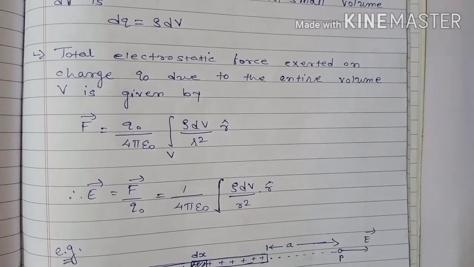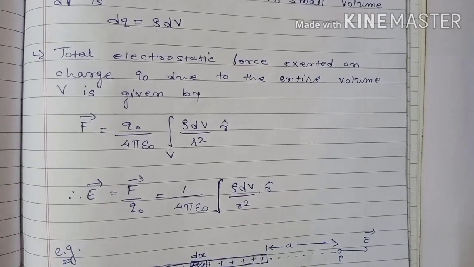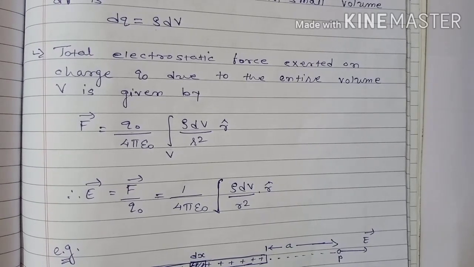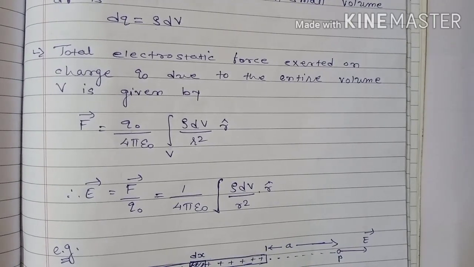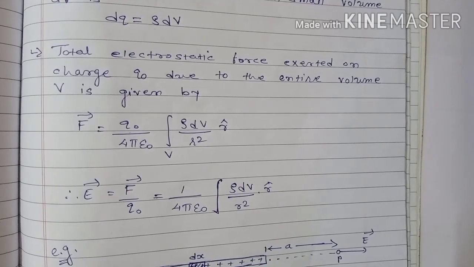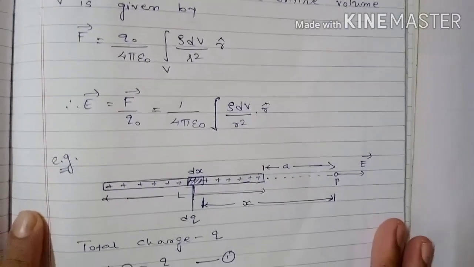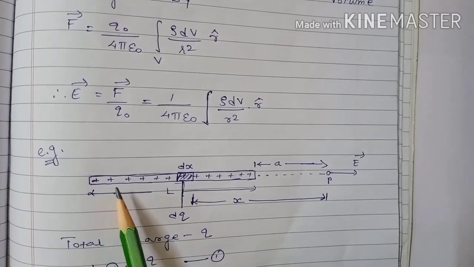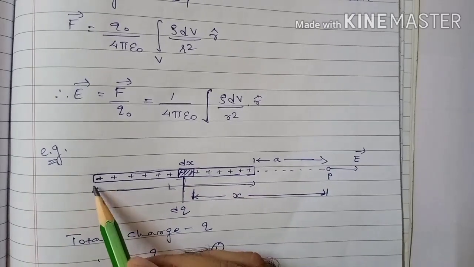Whenever charge distribution is continuous, at that time we have to use the concept of charge density. If charge is spread over one-dimensional space, then we have to use linear charge density. If charge is spread over two-dimensional space, then we have to use surface charge density. And if charge is spread over three-dimensional space, then we have to use volume charge density. And using this, you can find electric field and electric force at any point. For example, if we take one wire of length L, and if charge is distributed continuously, suppose charge on this wire is Q.